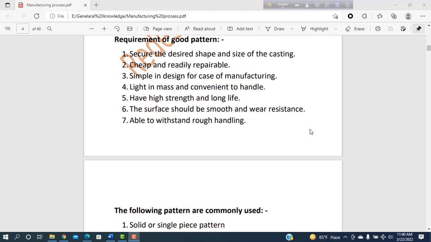Requirements of good patterns. Secure the desired shape and size of the casting. Cheap and readily repairable. Simple in design for ease of manufacturing. Light in mass and convenient to handle. Have high strength and long life. The surface should be smooth and wear resistant and able to withstand rough handling.